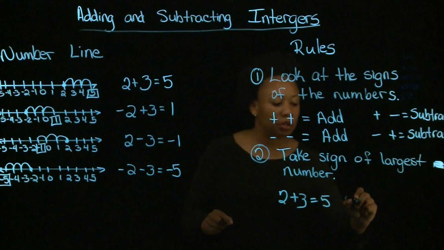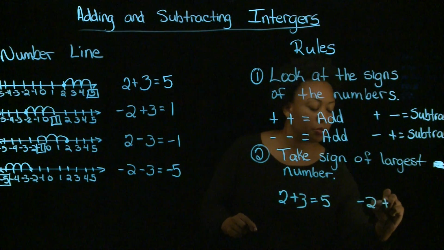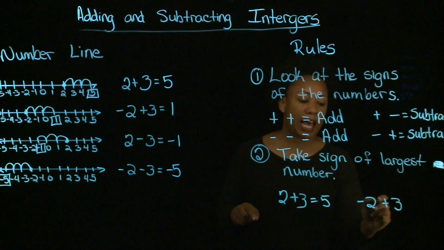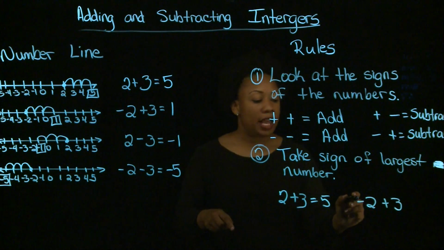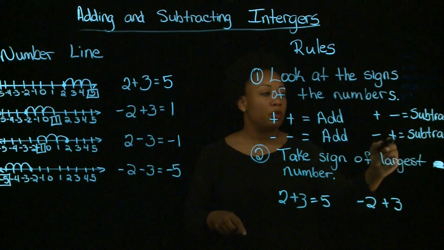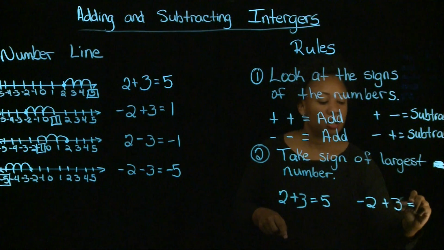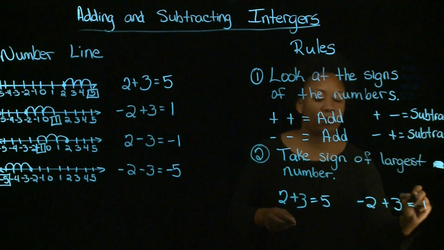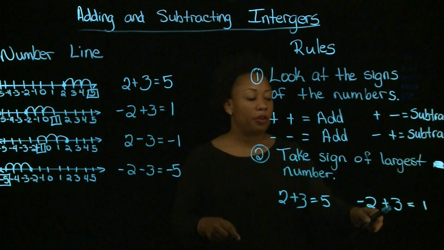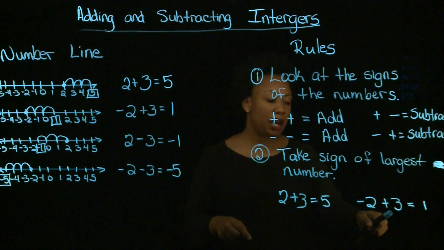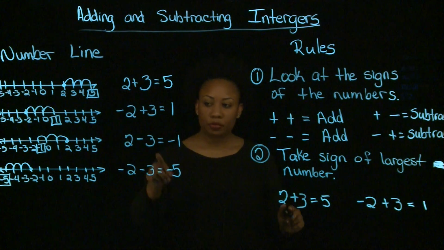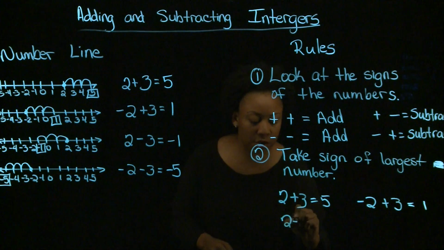Our next problem is negative 2 plus 3. Again, step 1, you want to look at the signs. The 2 is negative, the 3 is positive. So their signs are different, so we're going to subtract. So 3 minus 2 is 1. In the second step, you're going to take the sign of the larger number. 3 is larger than 2, and 3 is positive, so our answer is going to be positive 1. The next problem we have is 2 minus 3.